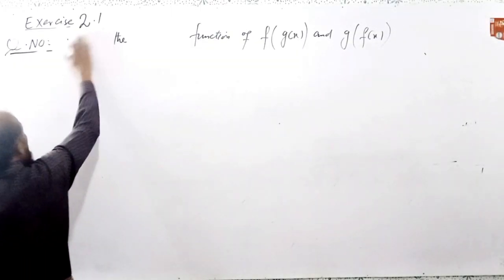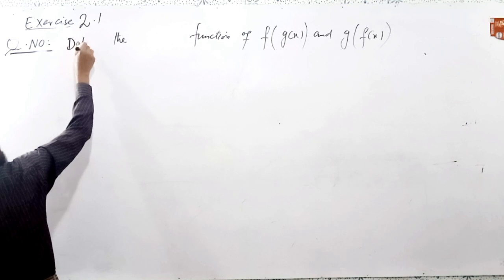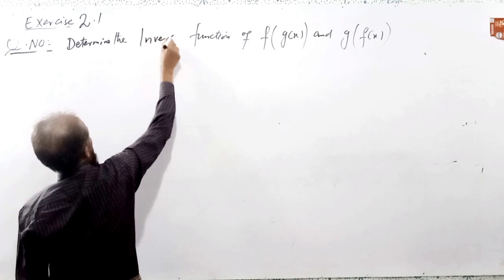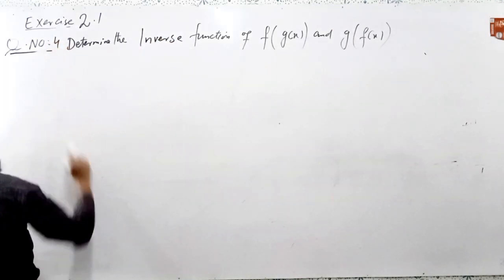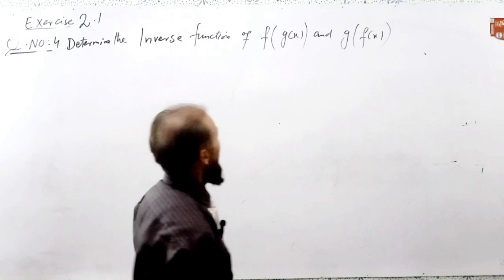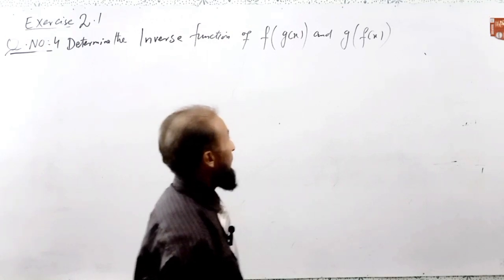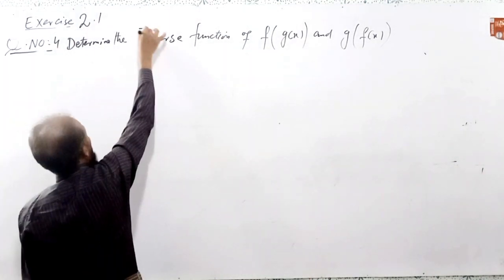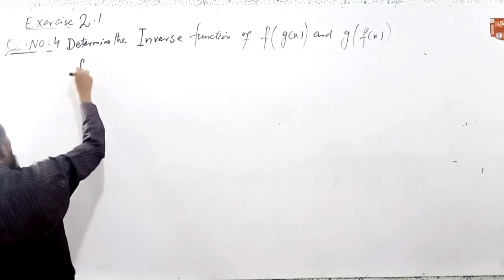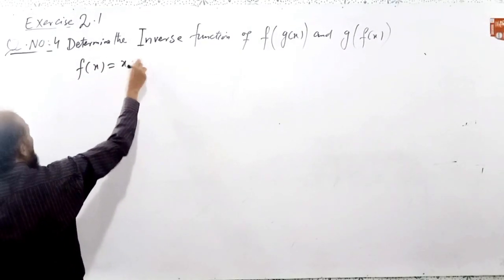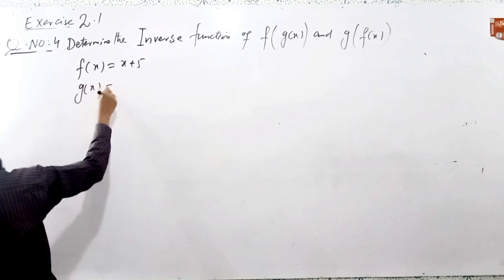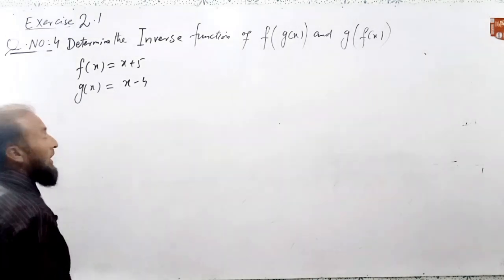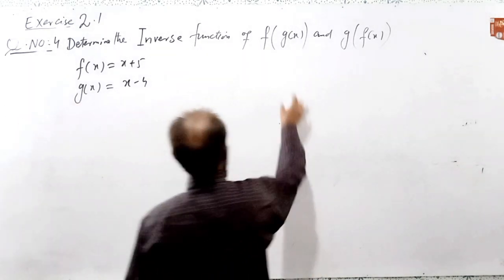Determine the inverse function. Question number 4, we start. F is a function of g of x, and g is a function of f inverse x. We find here the inverse of the function. F of x is equal to x plus 1, and g of x is equal to x minus 4. Now, first of all, we are finding here g of x.